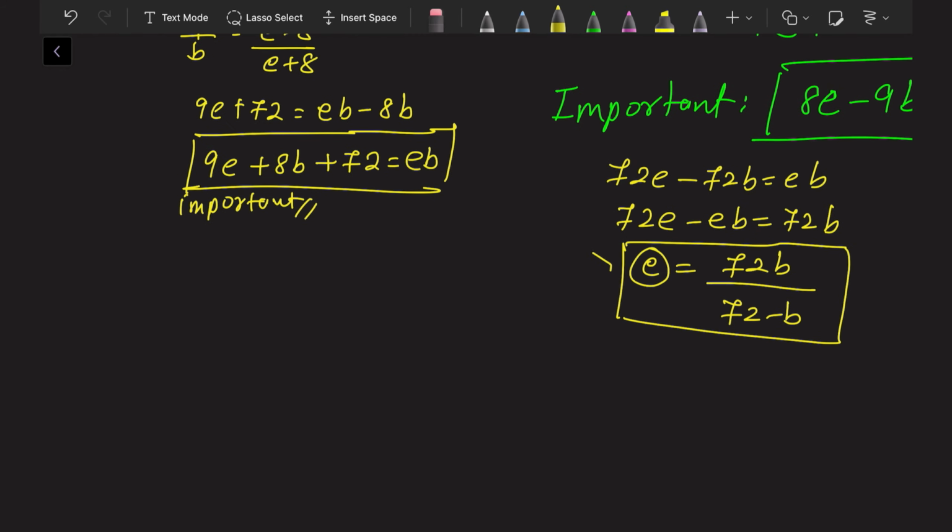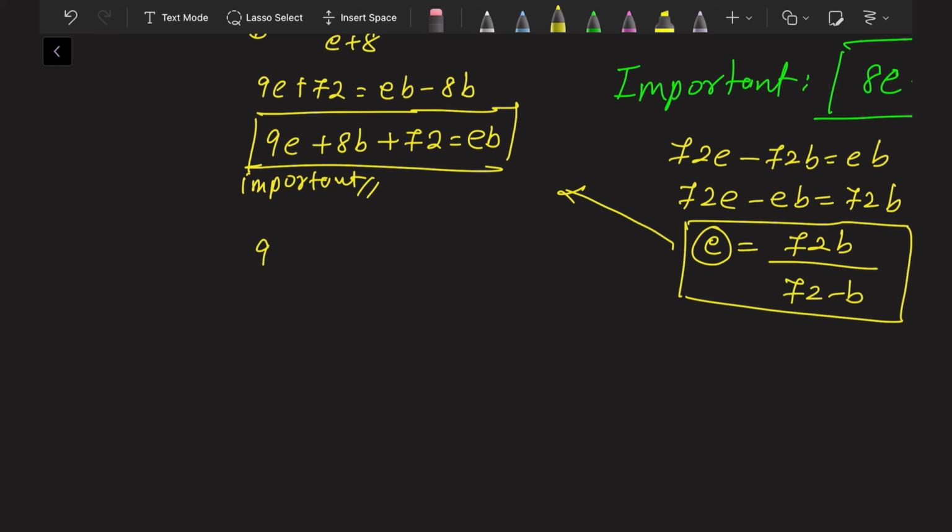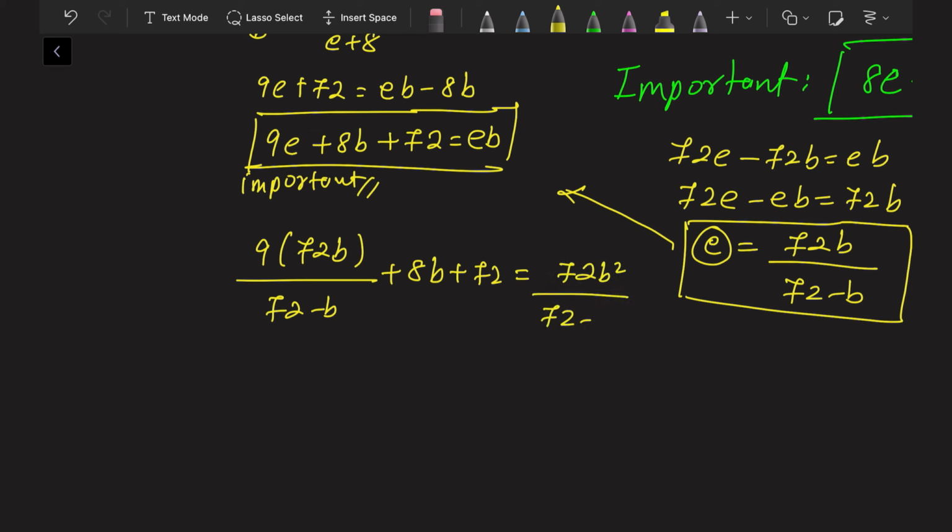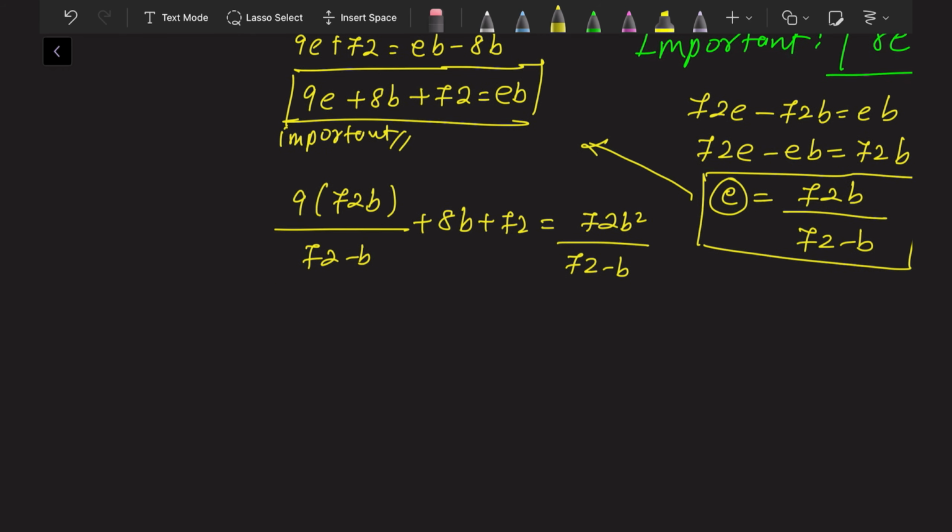Now substituting this value of e in this particular equation, first we have 9e. So 9 times 72b upon 72 minus b, plus 8b as it is, plus 72 as it is, then it is eb. The value of e is in this box, we just have to multiply by b. So 72b square upon 72 minus b. We have to take the LCM on the left hand side. First of all, 9 into 72 into b. I will not solve that. 8 into 72 into b, then we'll have negative 8b square. Then we'll have 72 square minus 72b, resulting in 72b square. The denominator will simply get cancelled out.